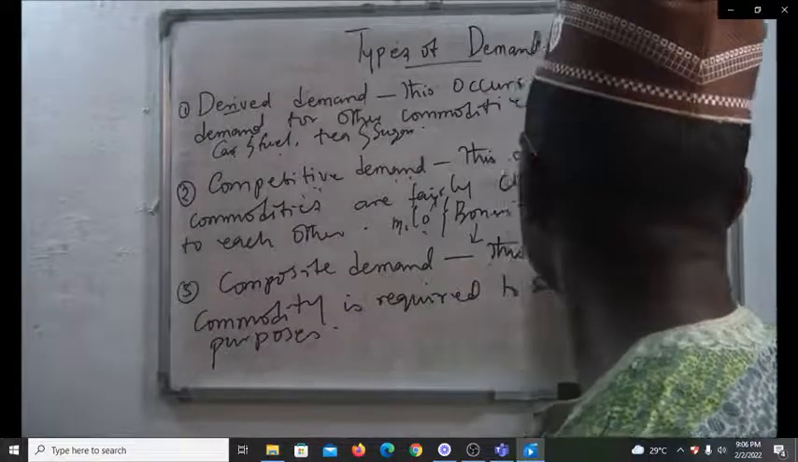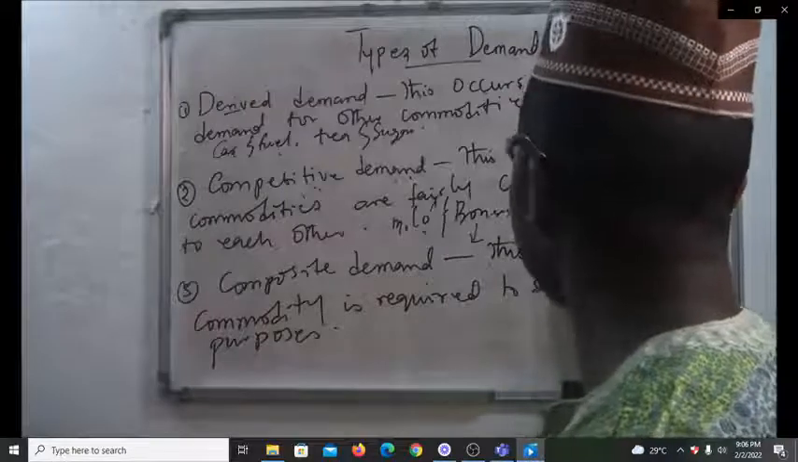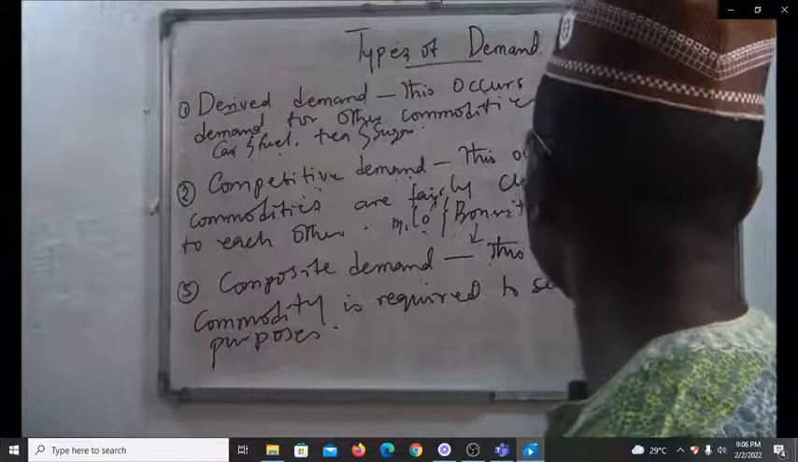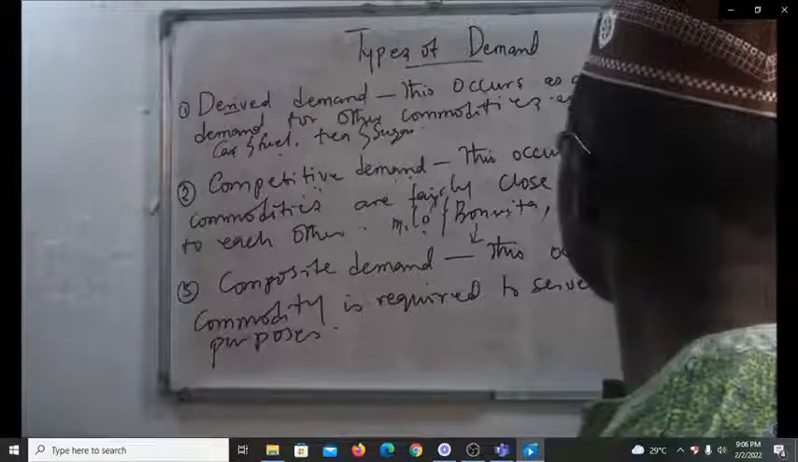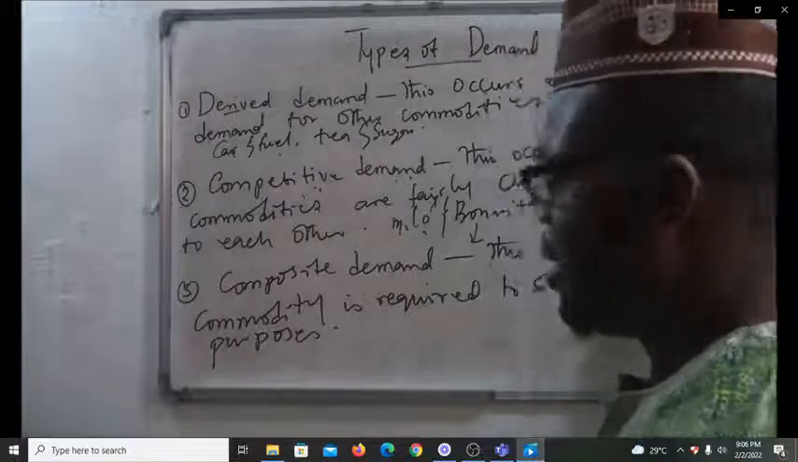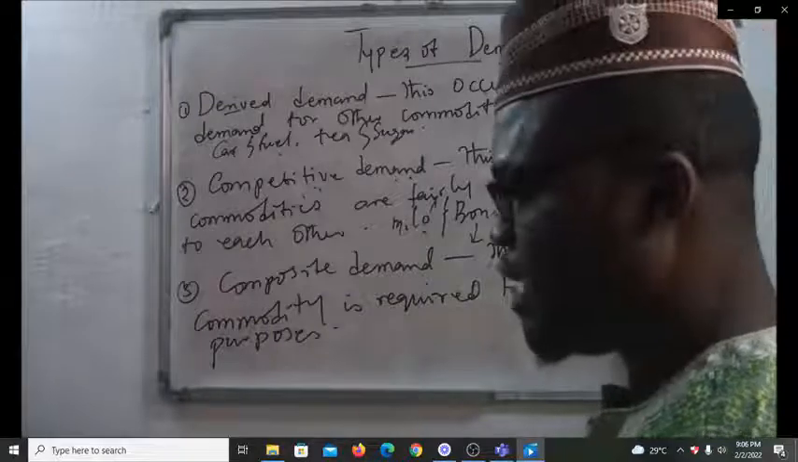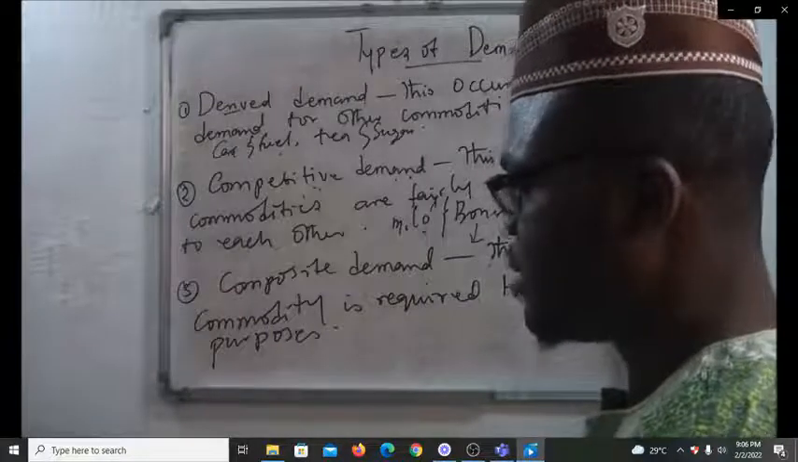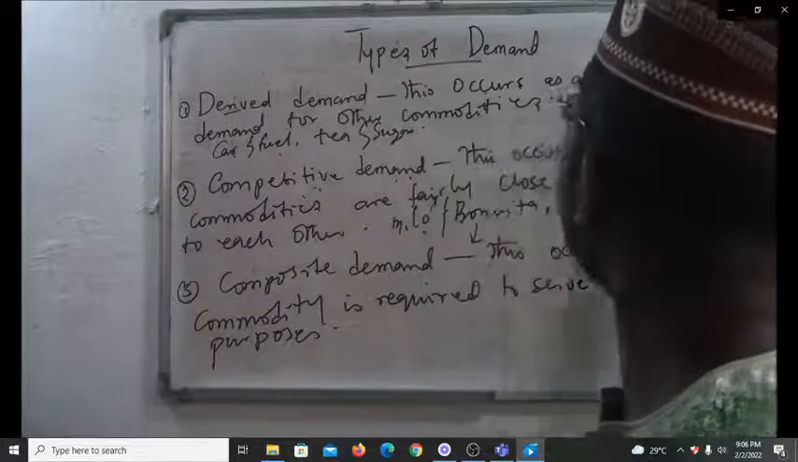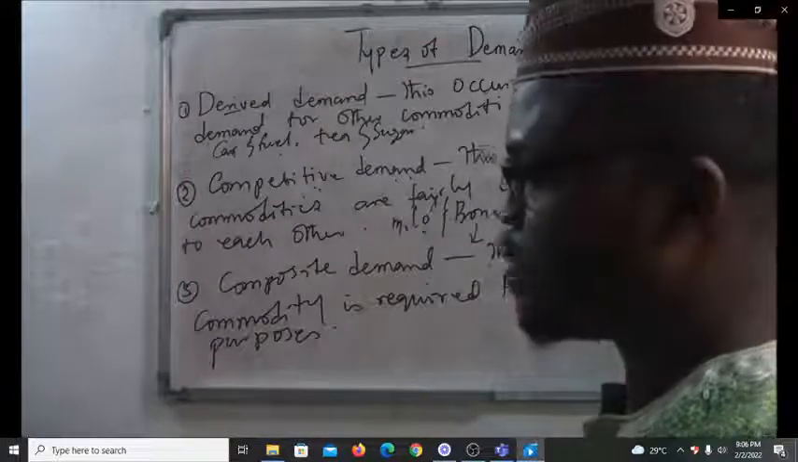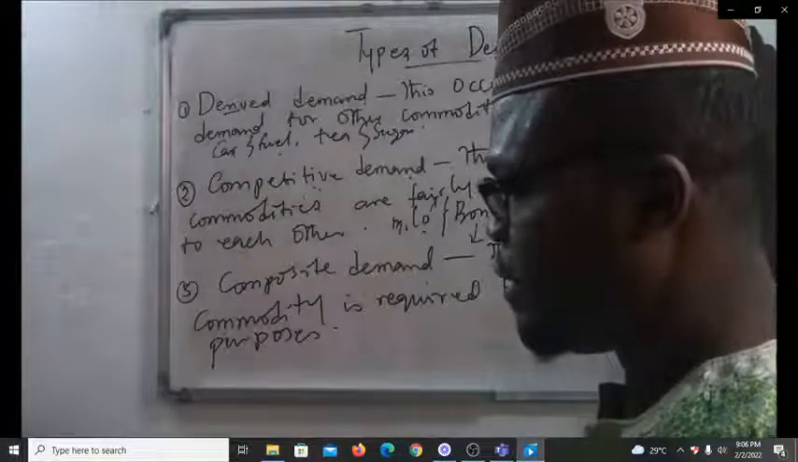What other things have competitive demand? Dangote products, like Elephant. That's which of their products? Cement. Cement, isn't it? So when that for Dangote is increasing, it's likely that that for Elephant will be decreasing. This is unlike derived demand. When the demand for this one is increasing, this one has to be increasing as well, isn't it?